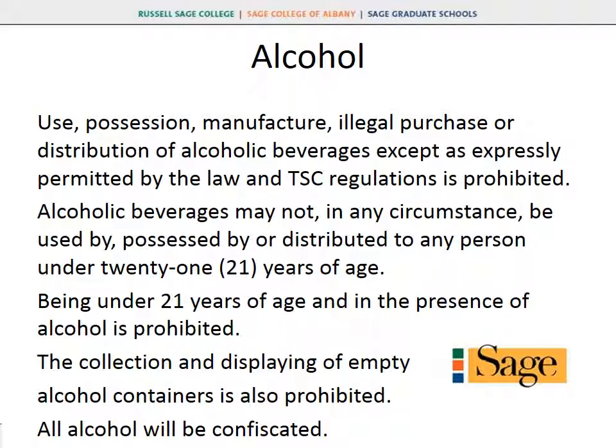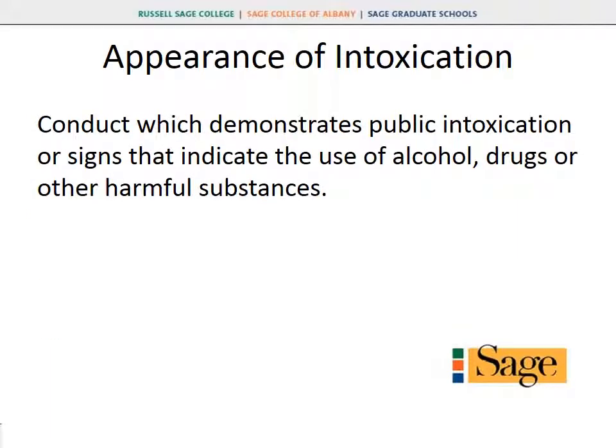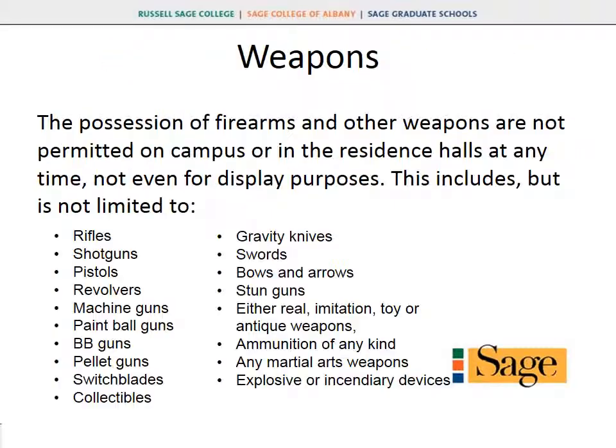Two important things to note here is that students under 21 years of age who are in the presence of alcohol, say in a residence hall room where other students are drinking, are in violation of the policy even if that student is not actively consuming alcohol. Secondly, alcohol containers, even empty ones, are a violation and will be treated the same as the use or possession of alcohol. Appearance of intoxication. Conduct which demonstrates public intoxication or signs that indicate the use of alcohol, drugs, or other harmful substances.